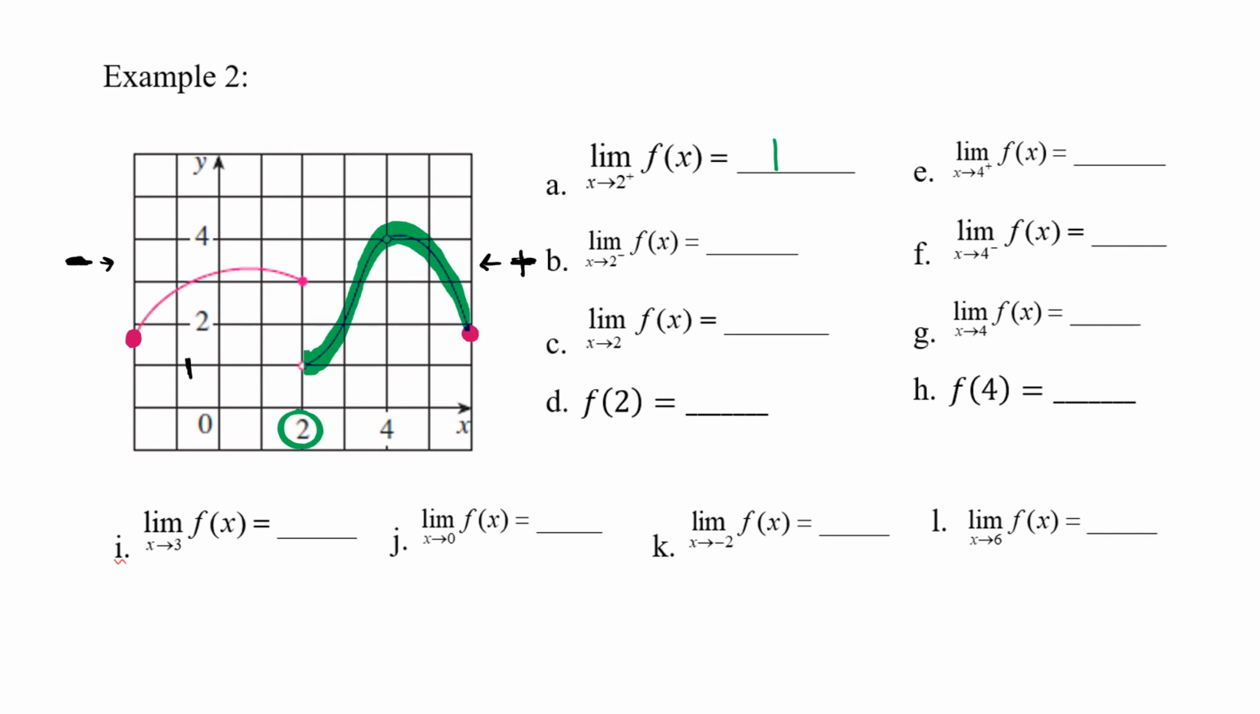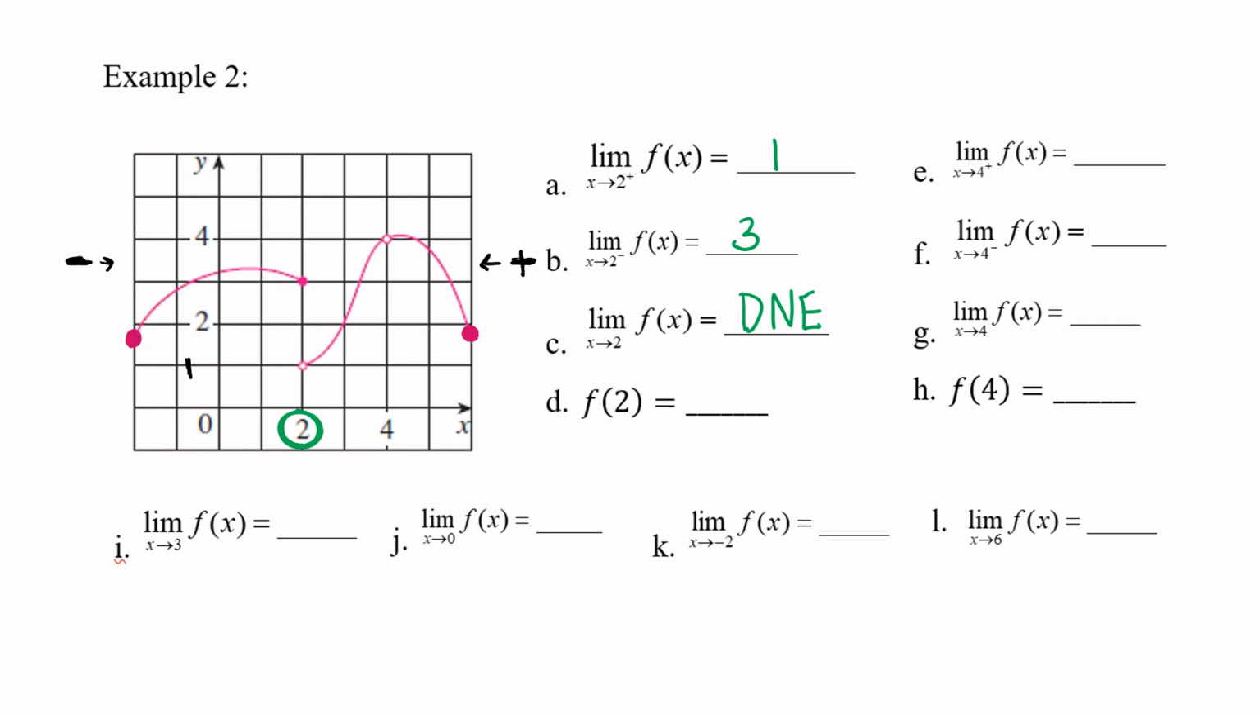Now let's see what happens as we approach from the left. So we're starting on the left-hand side, tracing our function as x gets closer and closer to 2. It seems like our output is getting closer and closer to 3. Now, if I look at this, my right-hand limit is approaching 1. My left-hand limit is approaching 3. Since my left and right hand limits are not equal, that means that my overall limit does not exist.